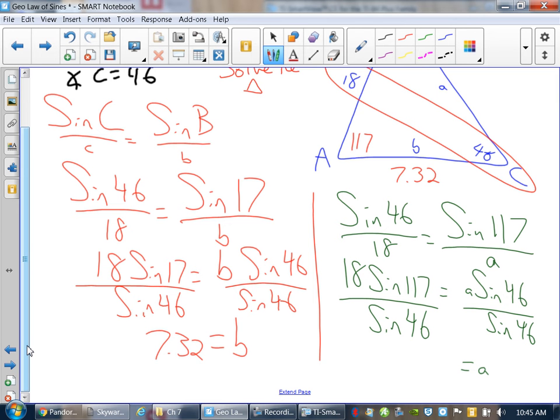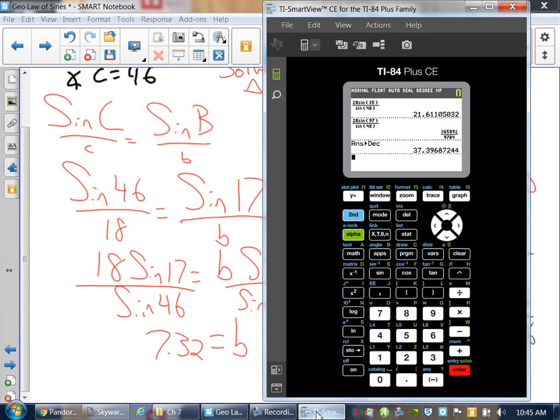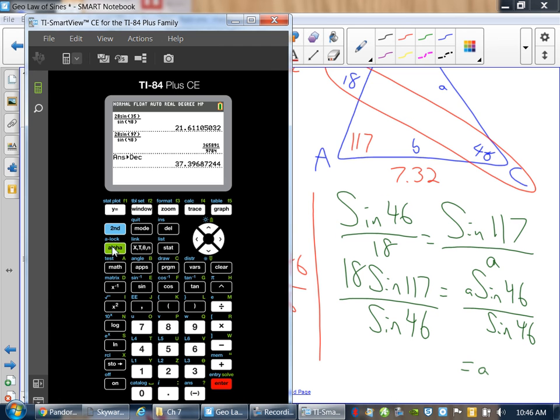So what do you get for this one then? 21.58, and you're getting what? I did not get that. All right, let's see here. 56.96. I got 22.9. Let's see here. 18 sine 117 over sine 46 and hit enter. That's why I did 46. Hey, that's what I got. I'm so sorry. 22.3. Yeah. I feel like this is 17. I got 17.